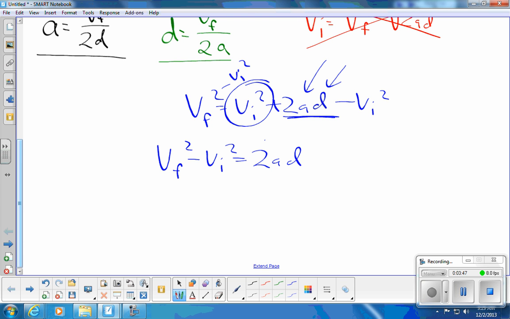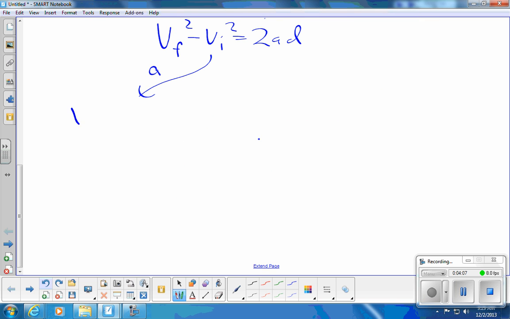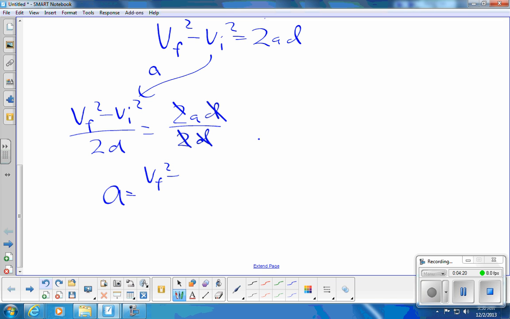And as much as I did earlier, if I'm solving for a, I have to divide both sides by 2d, because I've got a here, I've got to get rid of the 2 and the d. And so I divide each side by 2d. I give myself more board, and I get Vf squared minus Vi squared over 2d equals 2ad divided by 2d. The 2's cancel, the d's cancel, and I get acceleration equals Vf squared minus Vi squared over 2d.